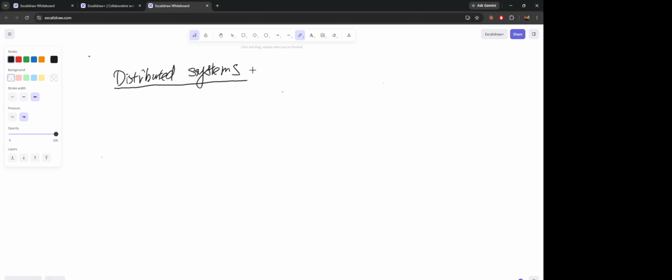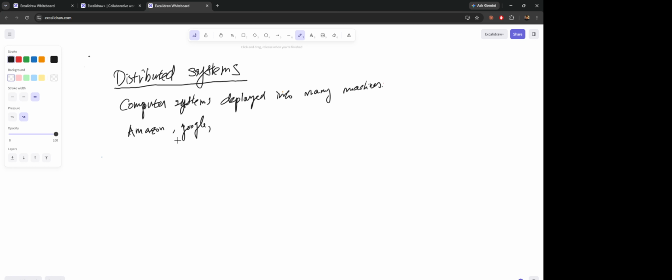Distributed systems is computer systems that is deployed into many machines. And we'll go into why it deploys to many machines. But some examples of modern day distributed systems would be Amazon, Google, right? All of these large services are running on multiple computers, right?